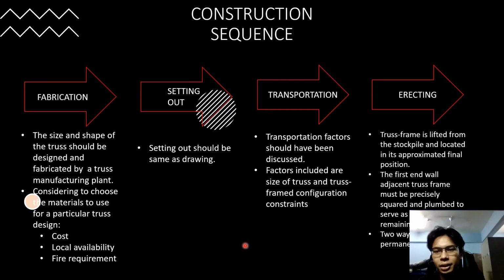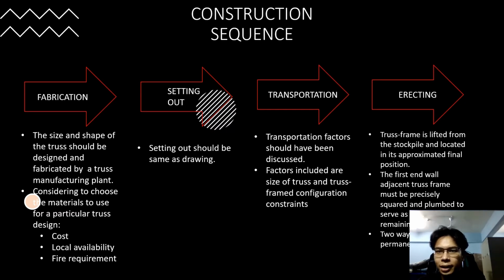Finally, erecting. The truss frame is lifted from the stockpile and located in its approximate final position. The final end wall adjacent truss frame must be precisely squared and plumbed to serve as a guide for the remaining truss frames. Two ways of bracing: temporary bracing and permanent bracing.